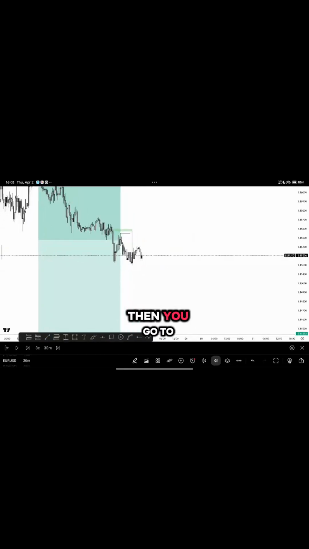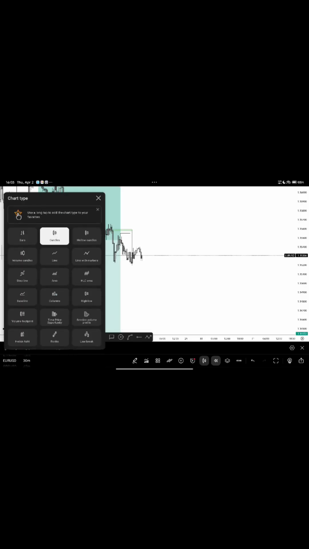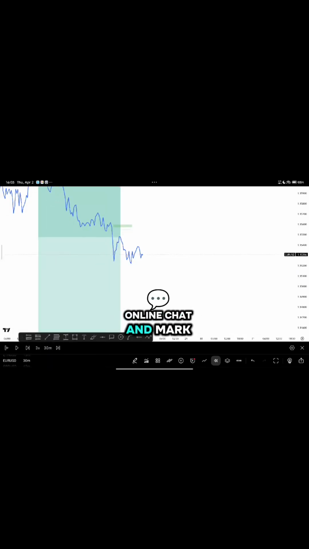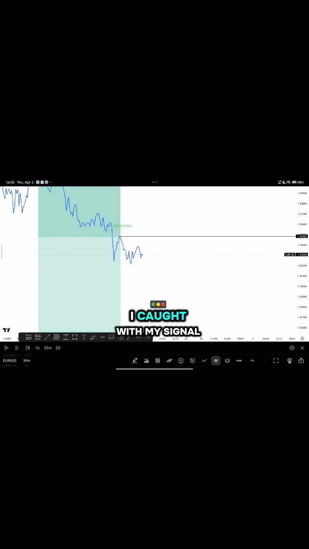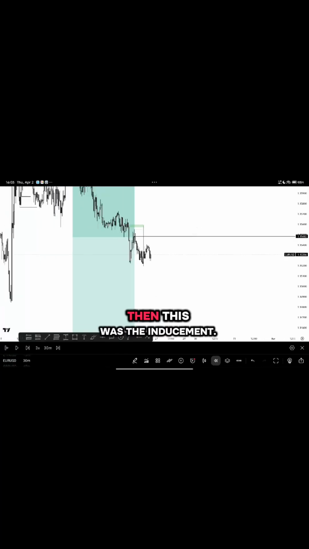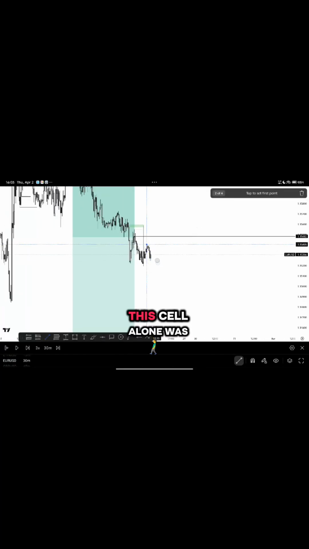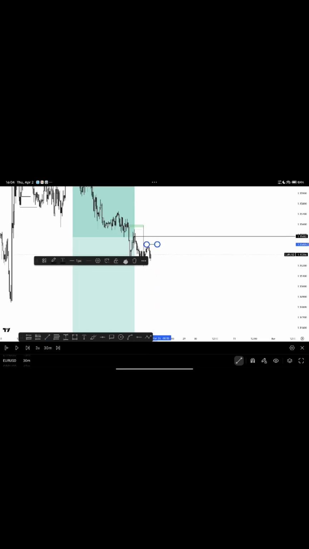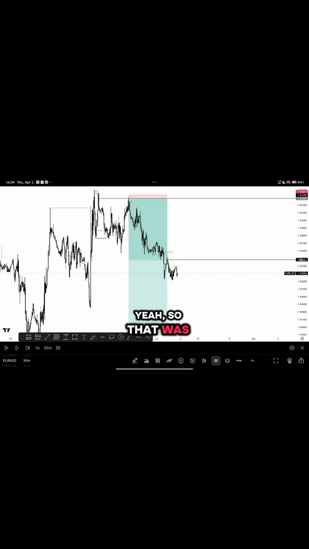Then you go to your line chart. You go to your line chart and mark this as your key level. This was the sell I caught with my signal group. Right? Then this was the inducement. This sell alone was 18 RR. So that was how it actually played out.